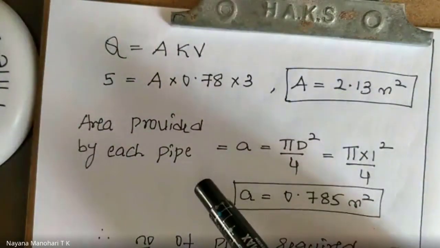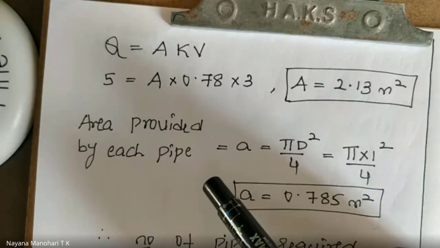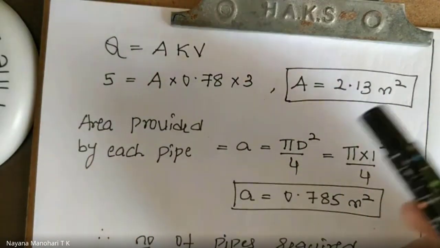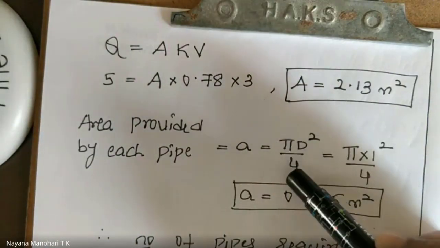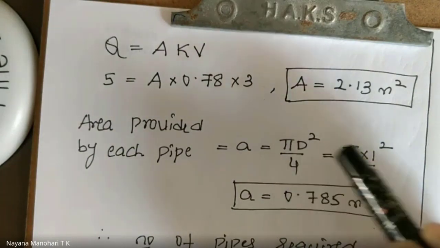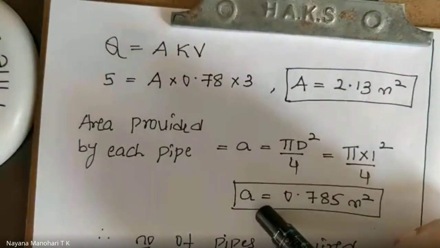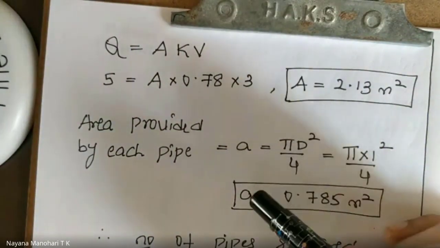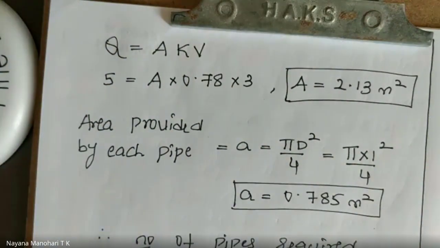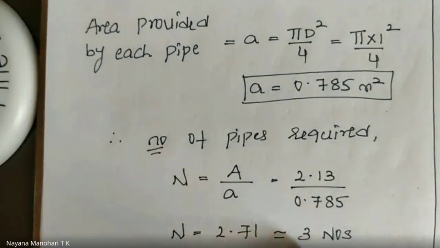You need to calculate the area provided for each pipe. It is given by pi d square divided by 4. The diameter is 1, this is the individual diameter of the pipe. You know the total area and the individual area. If you divide the total area by the individual area, you get the number of pipes required. You will get 2.7. Round it off to the next number, that is 3 pipes are needed. This completes the first step, hydraulic design of pipe culvert.